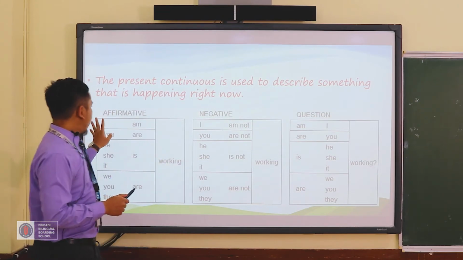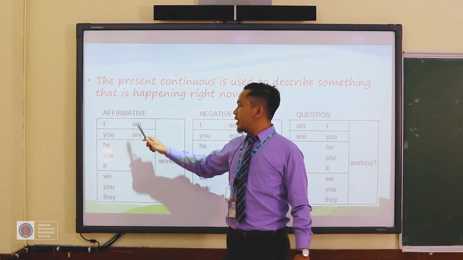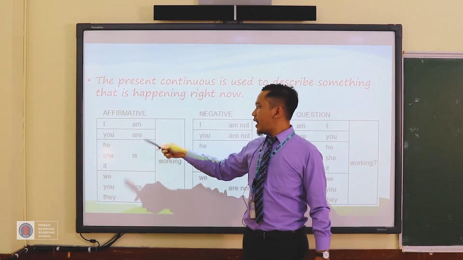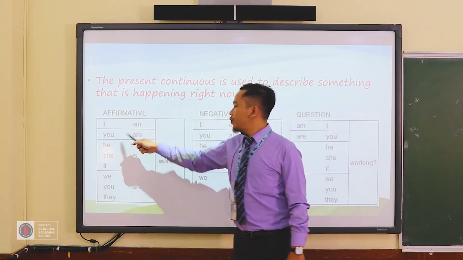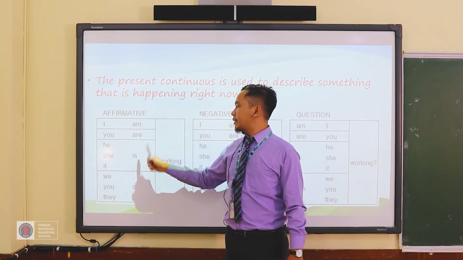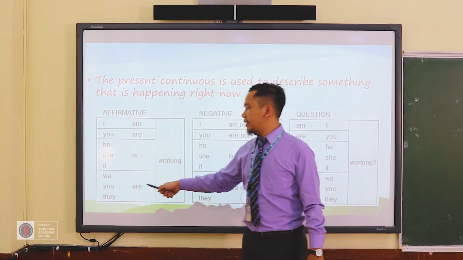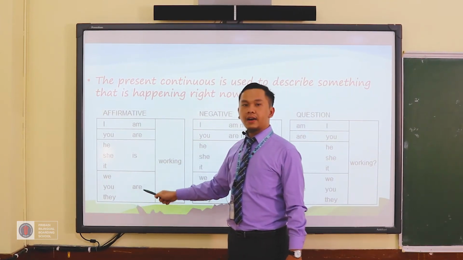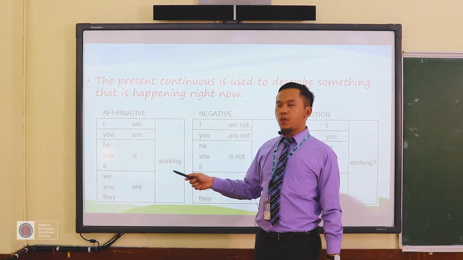Here, affirmative or positive sentence. So for I, we can use verb am. I am working. It means that I am doing something. You are working. For he, she, it, we can use is. He is working, she is working, it is working, and we, you, and they, we can use are. We are working, you are working, and they are working.